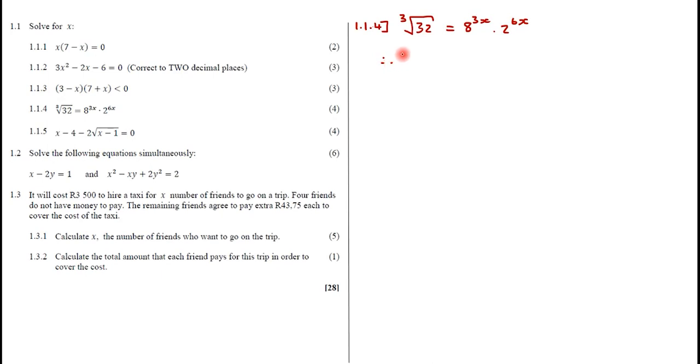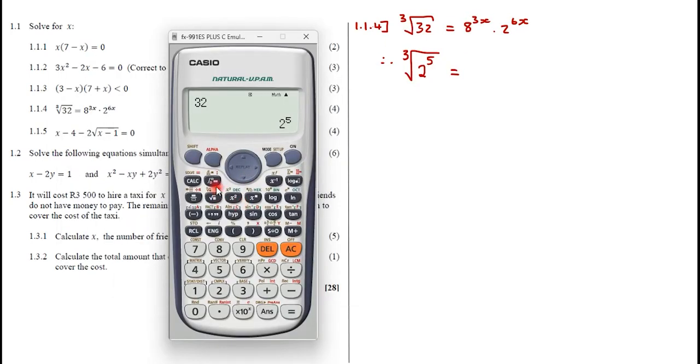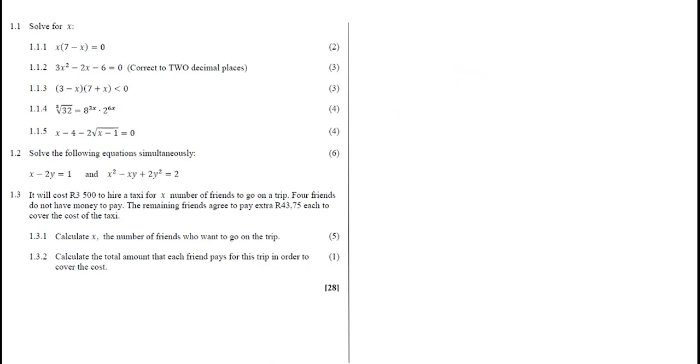So now here, therefore, what I'm going to do is keep my cube root, but I'm just going to write 2 to the power 5, and then I'm going to do the same thing with 8. Now 8 needs to have 2 to the power 3. Now watch carefully on this one because we're talking only about 8. So we know that 8 is 2 to the power 3, but then there is still 3x there.